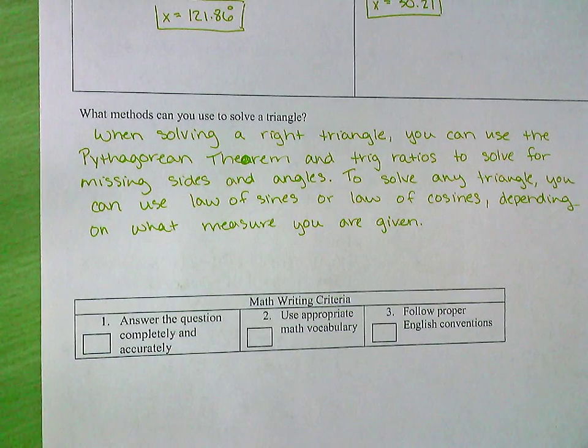Okay, so when given one of these writing questions, I do need you to write in complete sentences. Okay, and try and look back at the question. Make sure you're answering it completely. And then use math vocabulary that we've been going over, such as Pythagorean theorem, trig ratios. I would accept SOHCAHTOA if you wrote that. Law of sines and law of cosines. Okay? Questions on this?